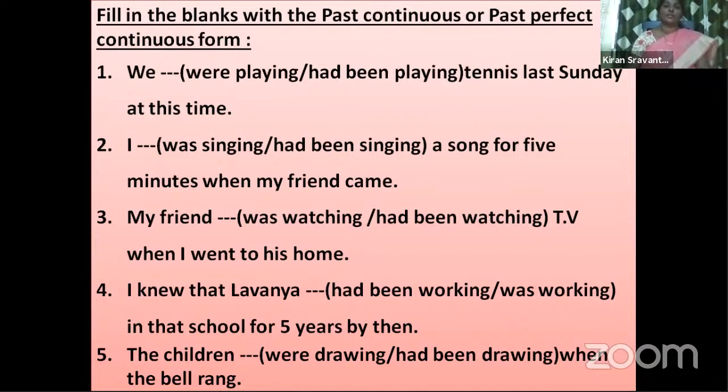So what was the other action? My friend came. Coming to the third sentence, my friend was watching TV when I went to his home, or my friend had been watching TV. If it is "had been watching," then the time duration or a particular point of time would be given. So, my friend was watching TV when I went to his home.